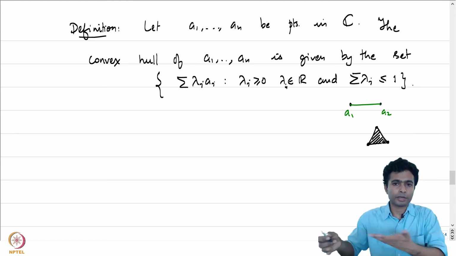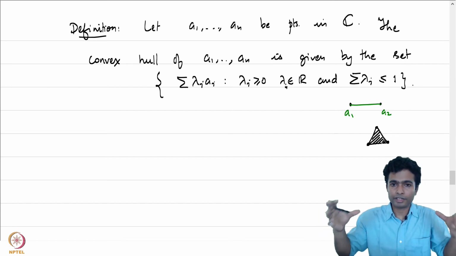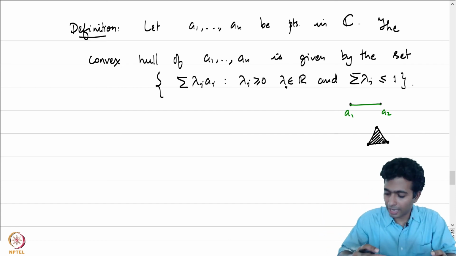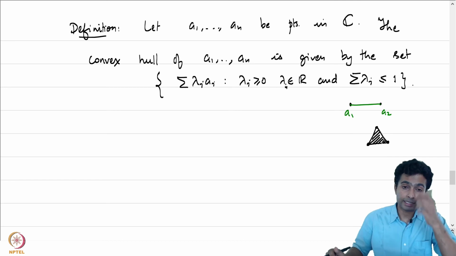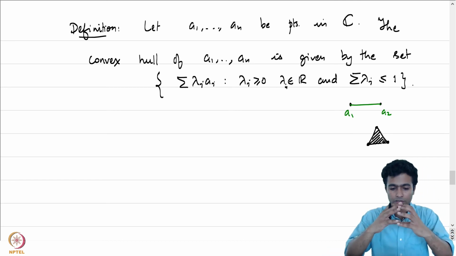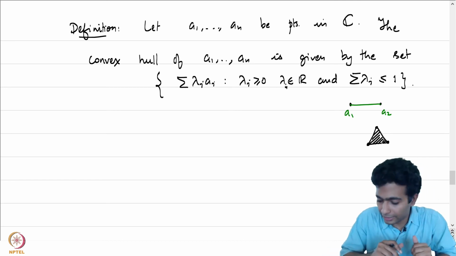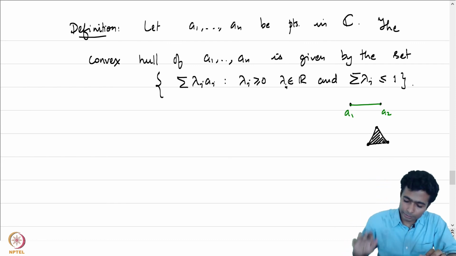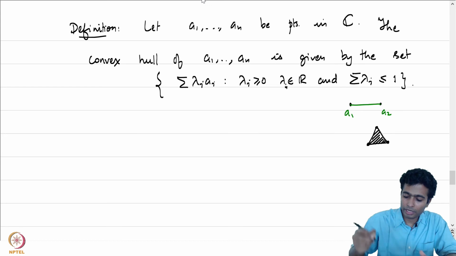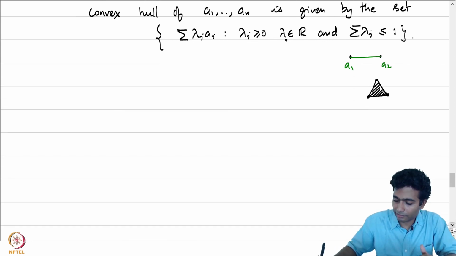A similar description can be given. It's basically the convex polygon, the closed convex polygon which has the a_i as its vertices. So that's precisely what the convex hull of the points a_1 to a_n is.